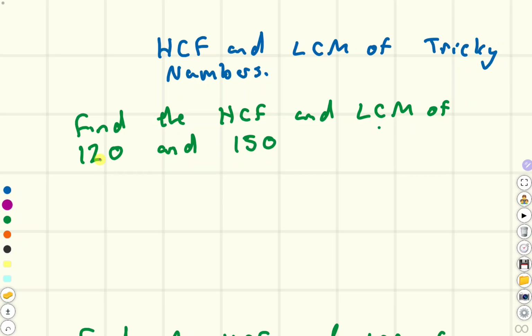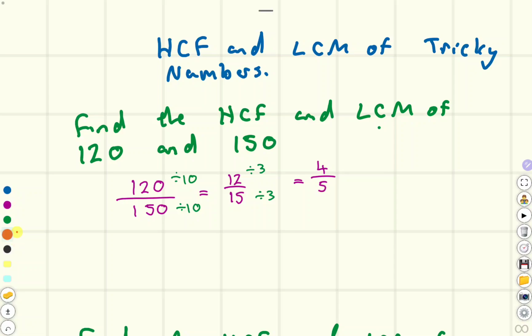So first thing I'm going to do is write 120 and 150 as a fraction. So 120 over 150. And what I'm aiming to do is simplify this fraction as much as possible. Now I can see straight away, because they both end in zeros, that I can divide both by 10. And then I get 12 over 15. And now I've spotted that both of these are now in the 3 times table. So I can divide by 3. And now I get 12 divided by 3 is 4, 15 divided by 3 is 5. So I get 4 over 5.